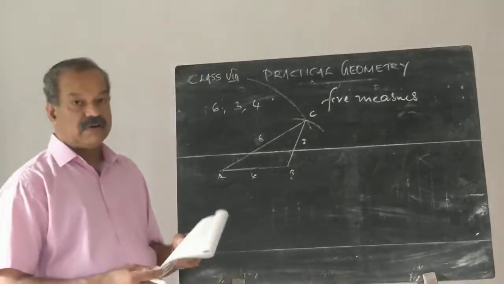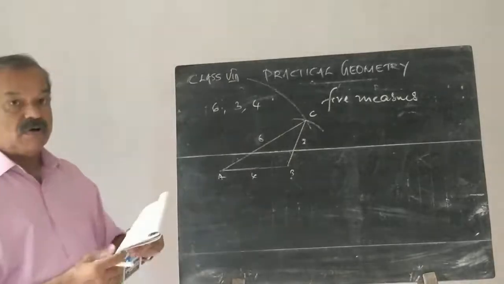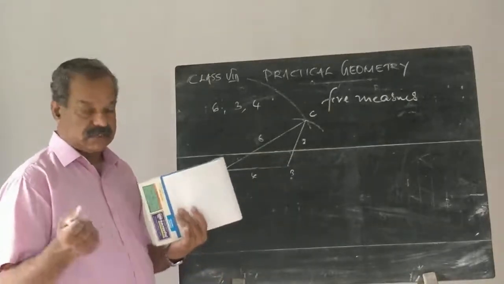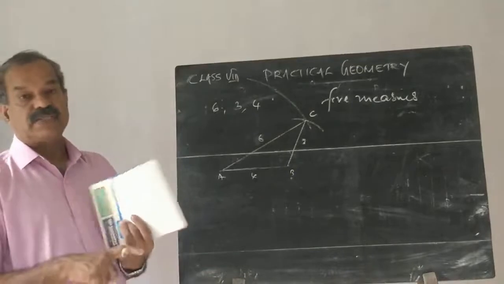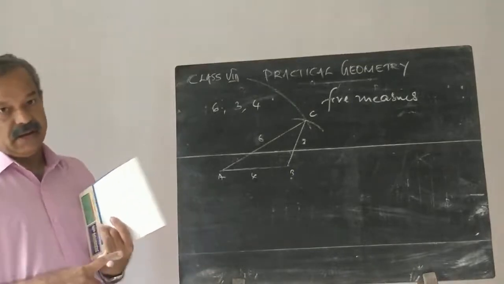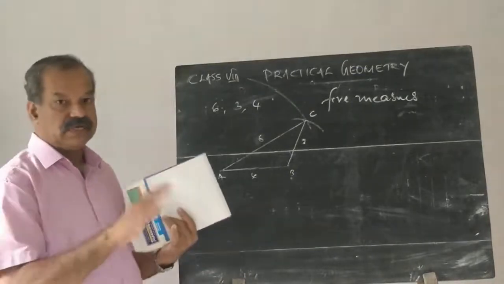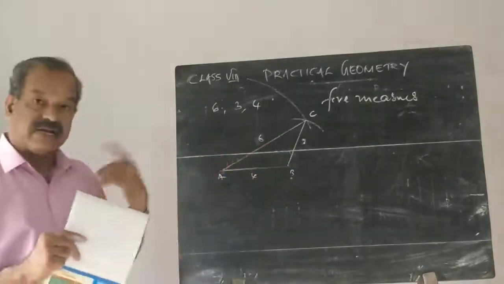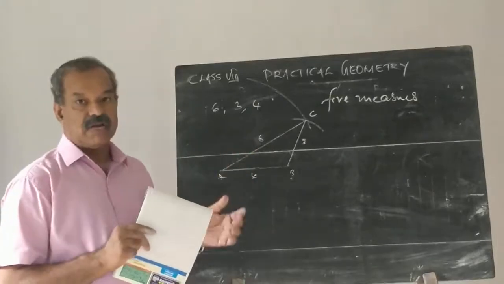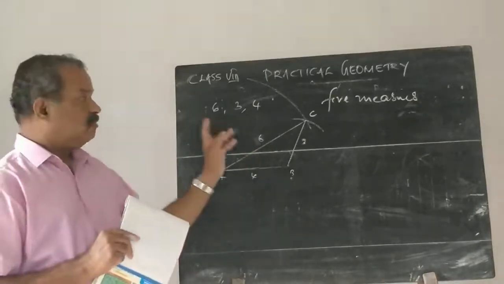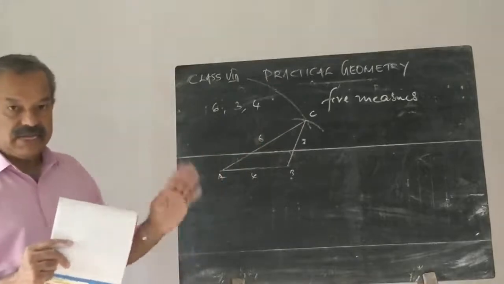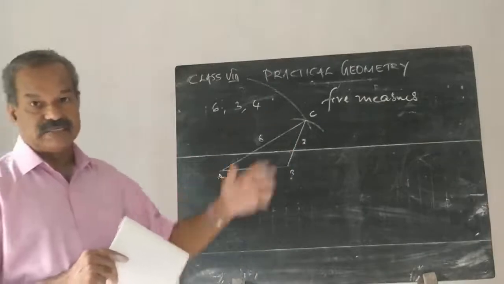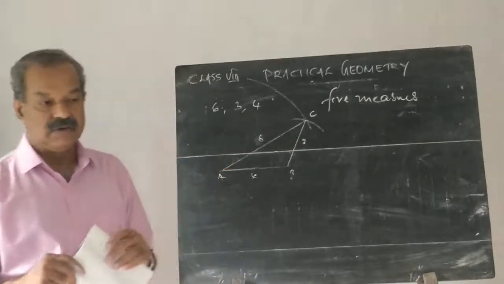In this practical geometry, we are going to construct different types of quadrilaterals with different 5 measures. For example, 4 sides and 1 diagonal, 5 measures. With all 4 sides we cannot construct a quadrilateral. With 3 measures we can construct a triangle. But for a quadrilateral 5 measures are required. Either 4 sides and 1 diagonal, or 3 sides and 2 diagonals, or 3 angles and 2 adjacent sides, like that. We will study all this in detail.